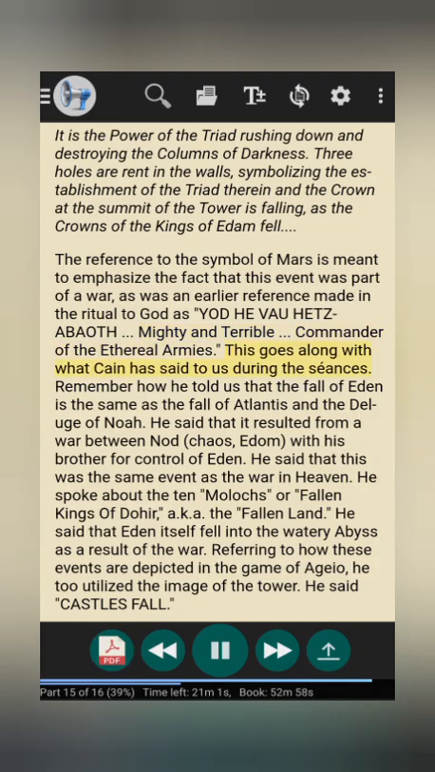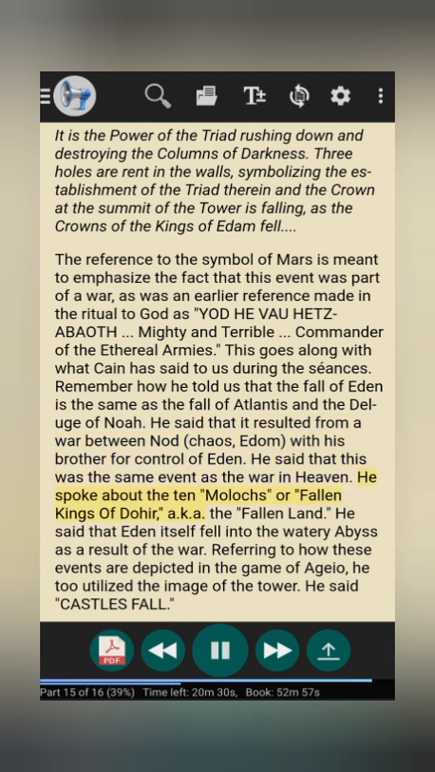This goes along with what Cain has said to us during the seances. Remember how he told us that the fall of Eden is the same as the fall of Atlantis and the deluge of Noah? He said that it resulted from a war between Nod, chaos Edom with his brother for control of Eden. He said that this was the same event as the war in heaven.